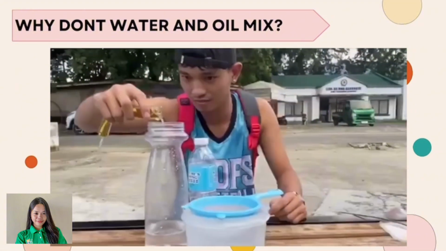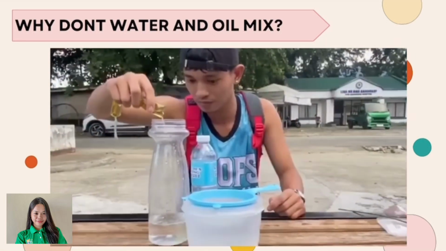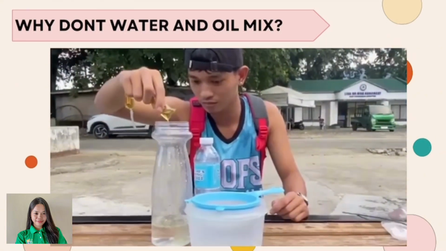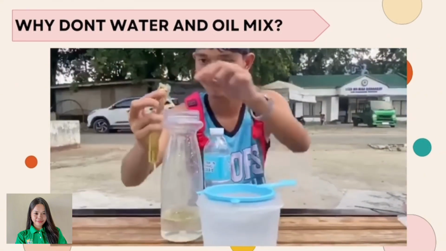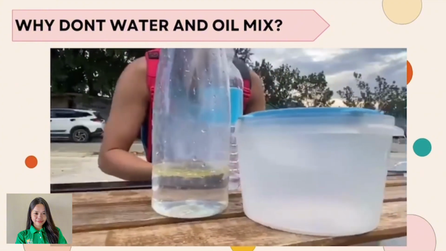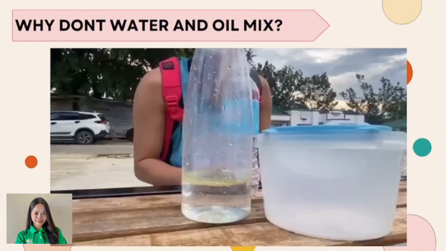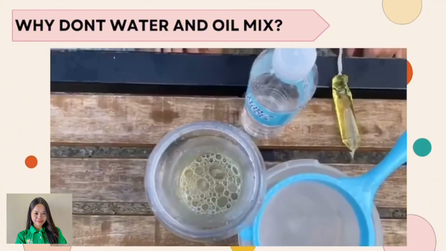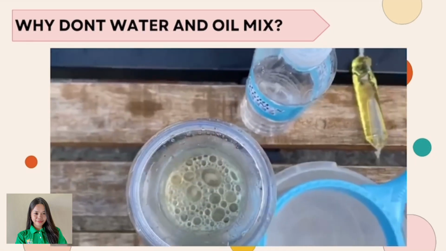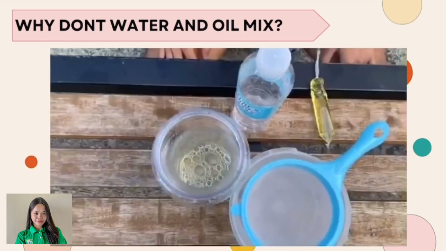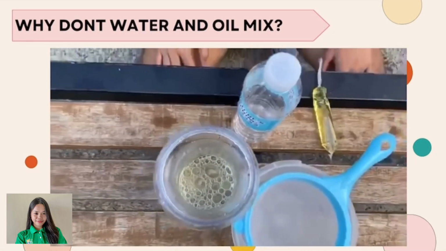Slowly pour oil into the container with water. You only need to pour enough to cover the top of the water. As you pour, you'll notice that the oil forms a distinct layer on the top of the water. As a result, water and oil do not mix because they have different molecular properties.